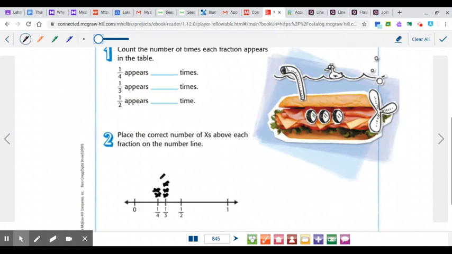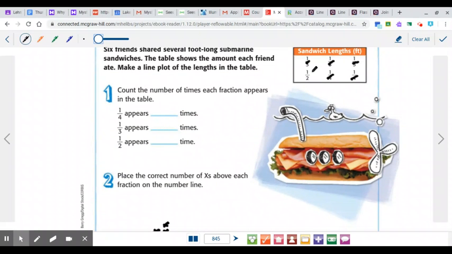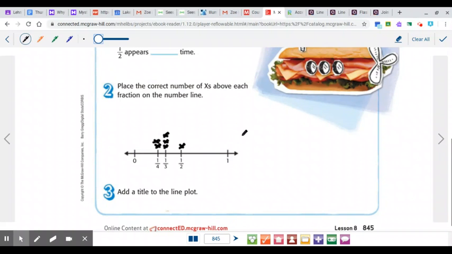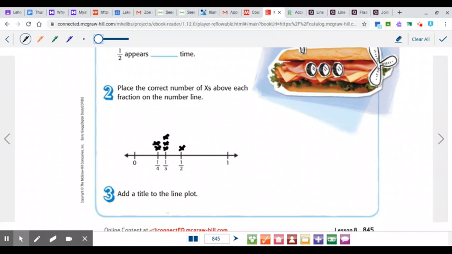Okay, then I'm going to come back up and I have 1 left, and that's just 1/2. So I'm going to mark 1/2 here. Okay, so now we can clearly see that 3 people ate 1/3 of the sandwich, or 1/3 of a foot, I should say. 2 people ate 1/4 foot of sandwich, and 1 person ate 1/2 foot of sandwich. Okay, so that's very clear to see here.